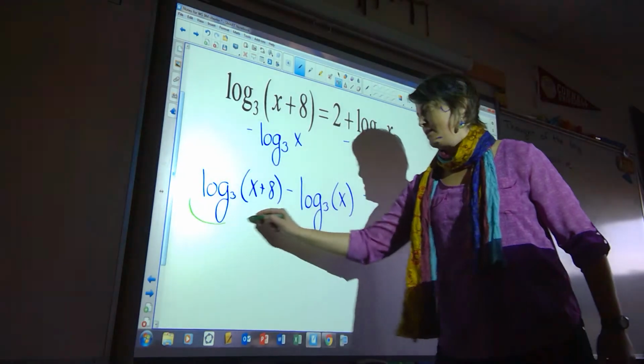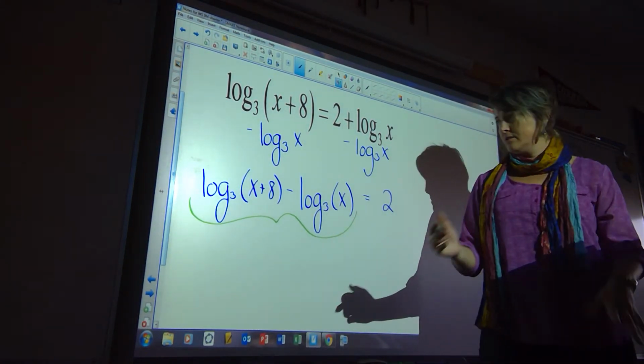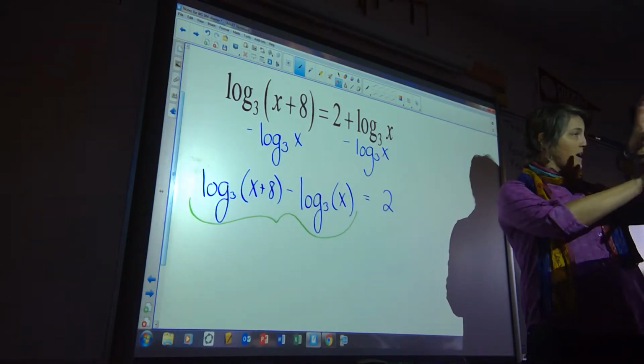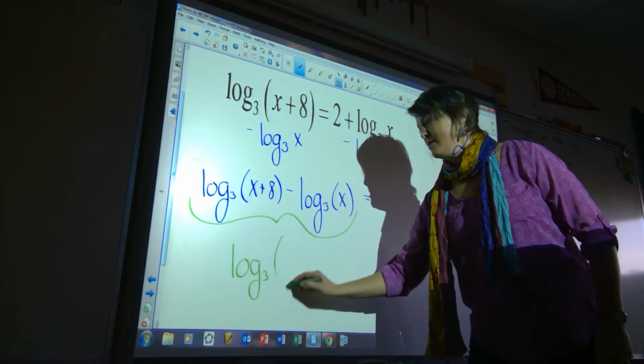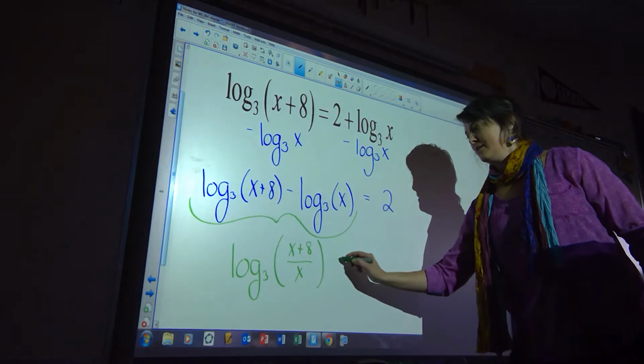So now I would condense these into a single log. Because of the minus, I'm going to have the arguments divided. So this will be log base 3 of x plus 8 divided by x equals 2.